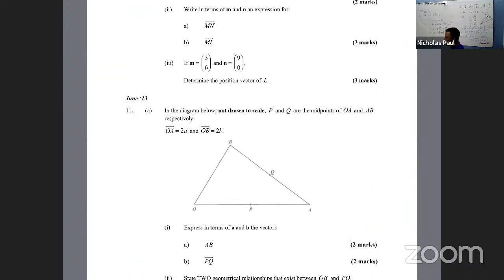I'll show you how. Parallel. It had to be parallel, so OP and RQ are parallel. So it had to be in the same direction. All right, I'll show you. It can go below as well.